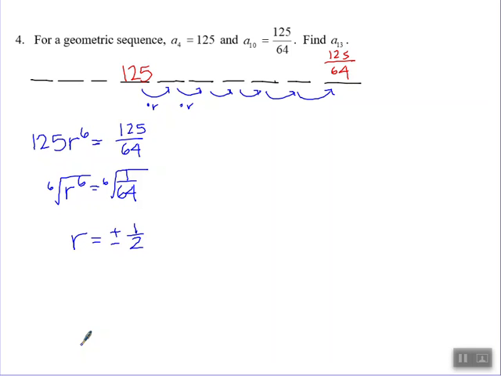Now, we are asked to find the 13th term. So we do not need to write out the rule for this sequence, but you could if you wanted to. You just need to figure out what the first term is, and then you can write the rule for the nth term. We need to find the 11th, 12th, 13th term. So we can just continue to multiply by positive or negative 1/2.